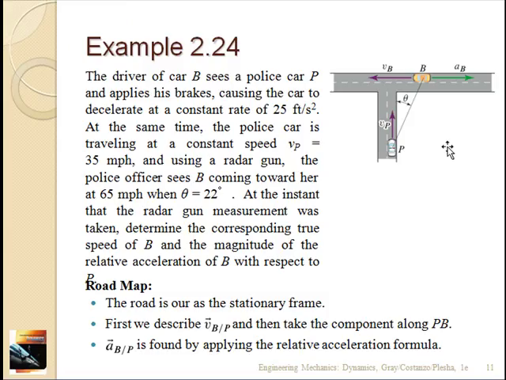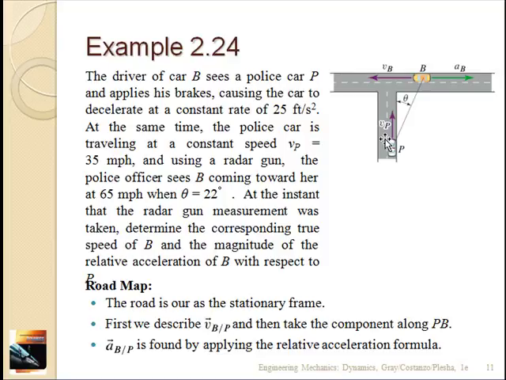So let's do an example. Suppose there's a police car at point P, driving vertically on this road, and you are in a car at point B and you're driving horizontally on this road. And when you see the police car, you start to decelerate. So your velocity is to the left, and your acceleration is to the right because you're decelerating. So you're moving this way but slowing down. Okay. Your car is decelerating at 25 feet per second squared.